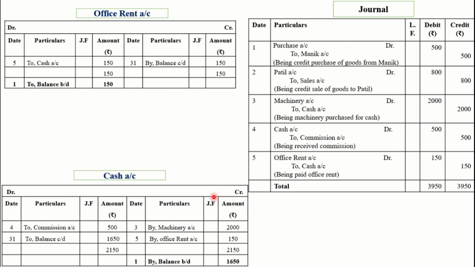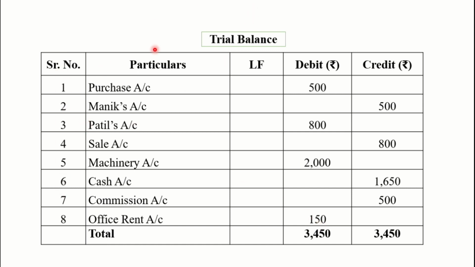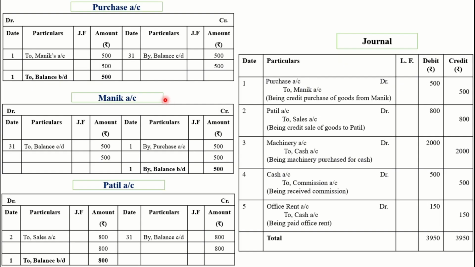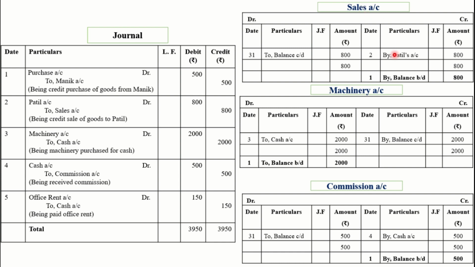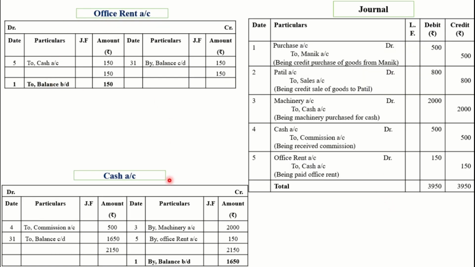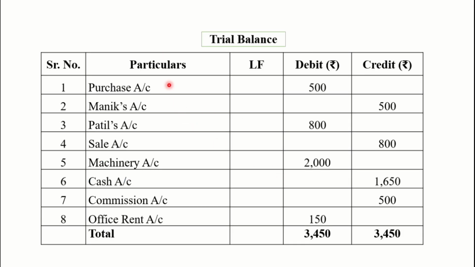Now the third step is preparation of the trial balance. Preparation of the trial balance is simple. We have to prepare this proforma, that is serial number, particulars, ledger folio, debit and credit amount. Under particulars, we have to write down each ledger. First of all, we write the purchase account, Manik account, Patil account, then sales account, machinery account, commission account, office rent account and cash account. In the same way, we write under the particulars. Now, on which side do we record the amount?